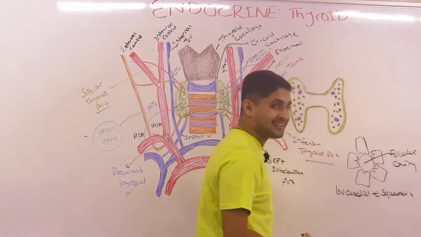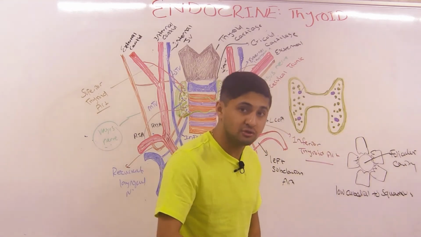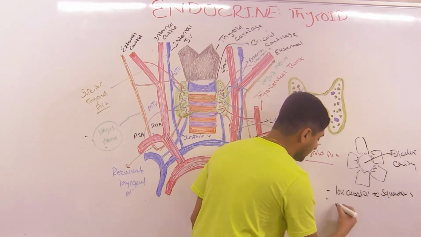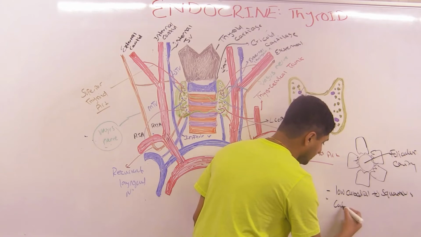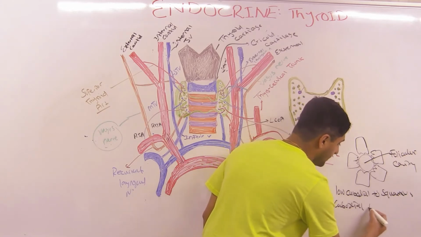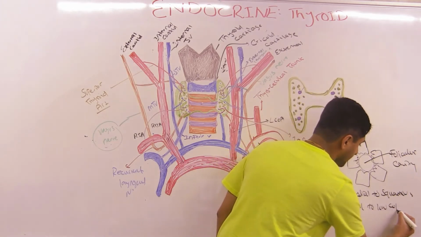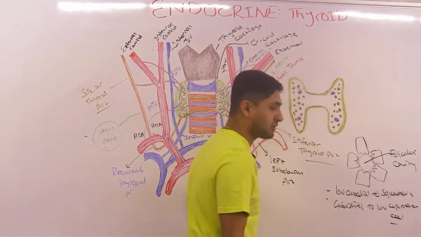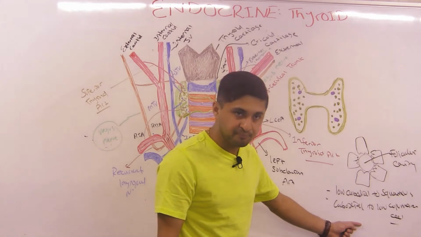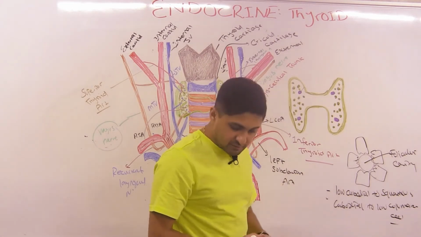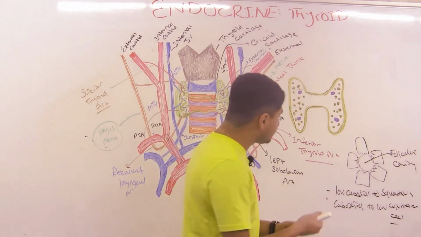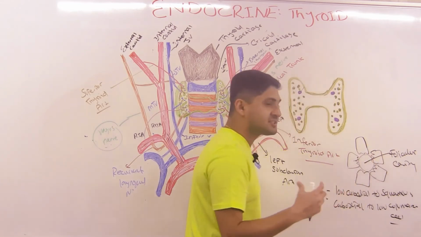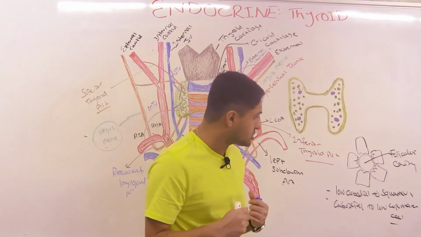But whenever they're active, functionally working, these cells appear cuboidal to low columnar in shape, low columnar epithelium. Now, one more thing you have to understand is what's outside of these cells. These are follicular cells, and they look spheric in nature.